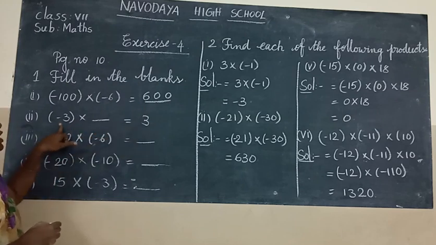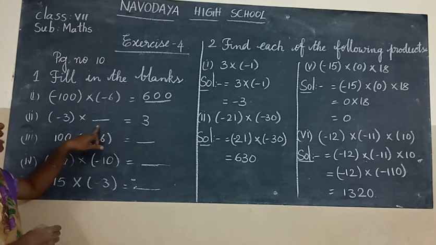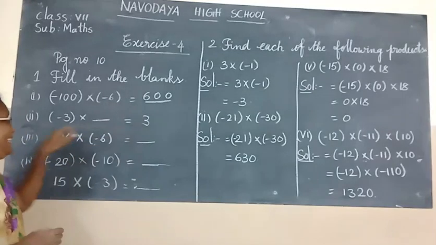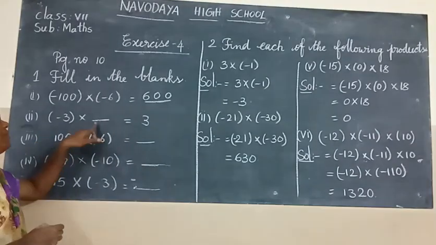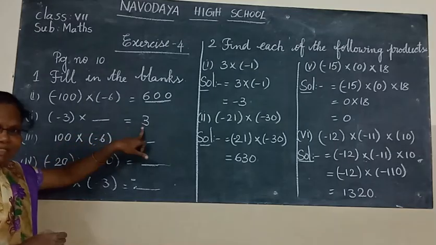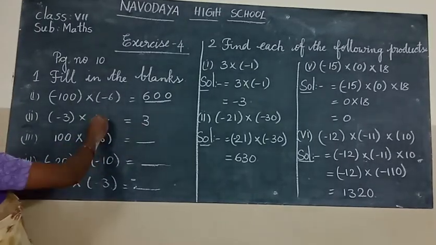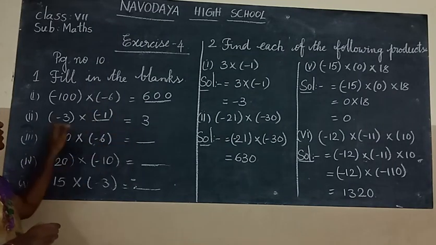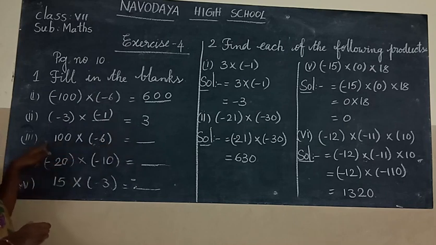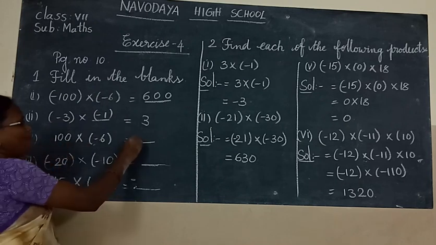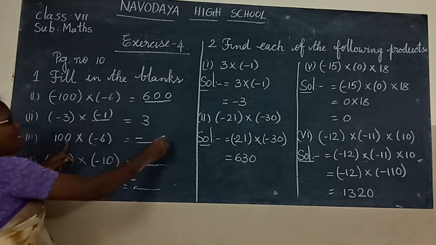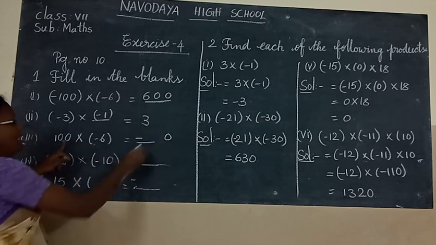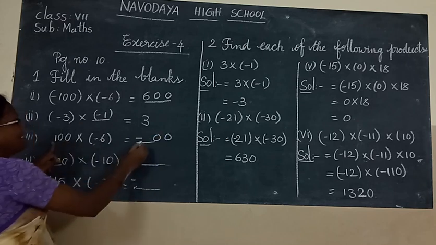Here, -3 multiplied by which number gives positive 3? What is the answer, children? -1. Minus into minus is plus. 3 ones are 3. Next, 100 into -6. This is positive, this is negative. Plus into minus is minus. 6 zeros are 0. 6 ones are 6.